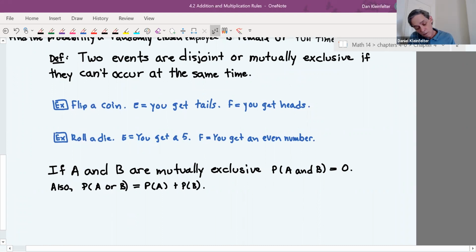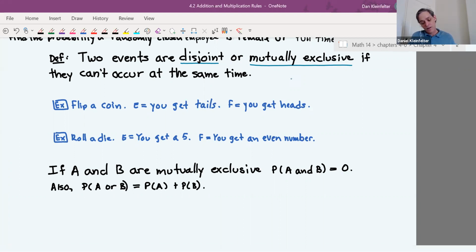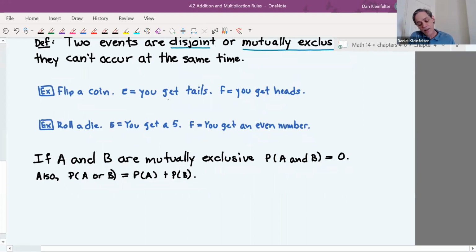Definitions. We want to know what it means for two events to be disjoint or mutually exclusive. Two events are disjoint or mutually exclusive if they can't occur at the same time. For example, let's say you flip a coin. E is the event you get tails, and F is the event that you get heads. If the coin comes out tails, it's not heads. If it's heads, it's not tails. You can't have both occurring at the same time.